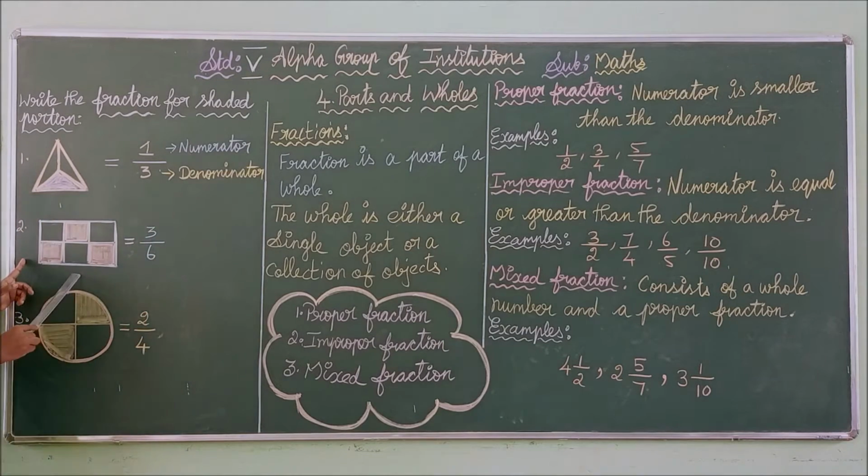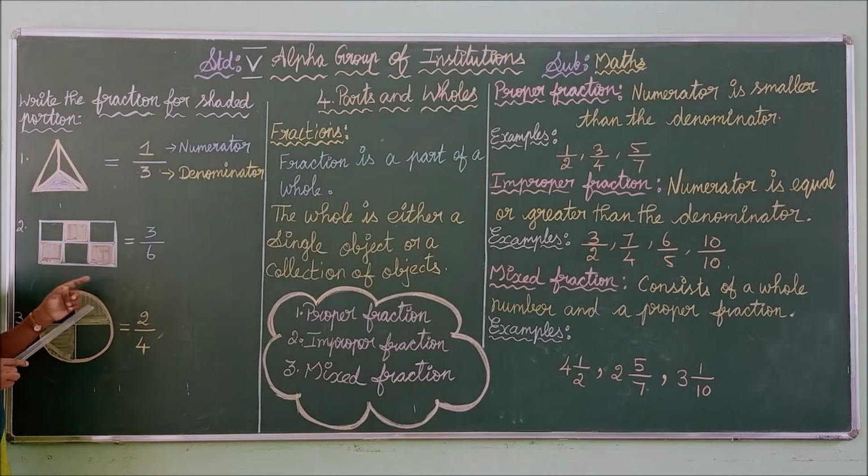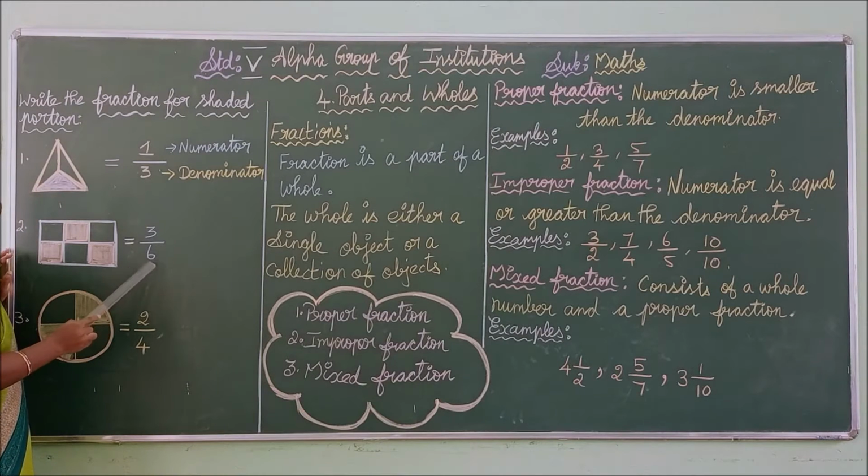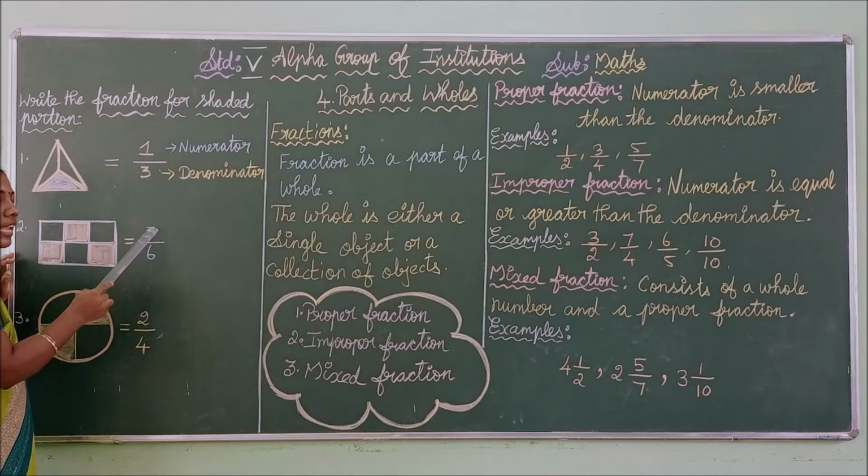See the next one. What is the shape of this? Yes, it is a rectangle. How many parts are there in total? 1, 2, 3, 4, 5, 6. There are 6 equal parts. So in the denominator, you have to write the number 6. How many parts are shaded? 1, 2, 3. 3 parts are shaded. So you write 3 as the numerator. Our answer is 3 by 6. Do you understand, children?